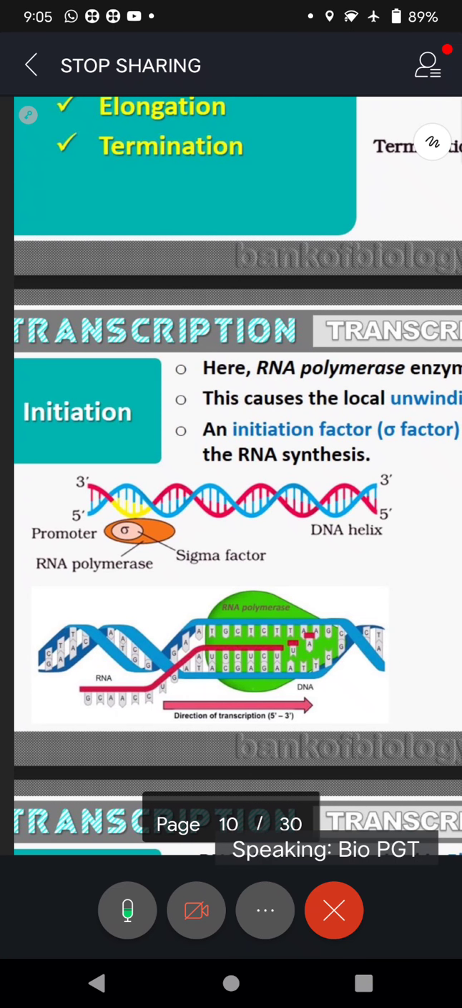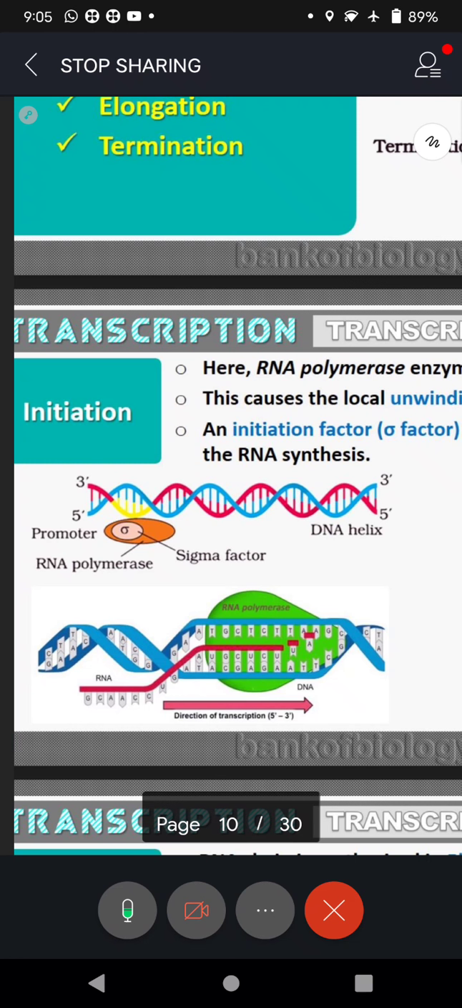Look at that. Unwinding of DNA molecule. Yes, their presence is a must. Sigma factor helps in unwinding of the double helix model of DNA. Rho factor helps in closing down, termination.